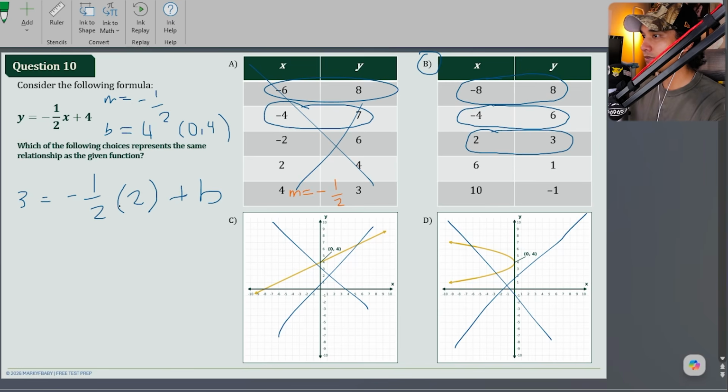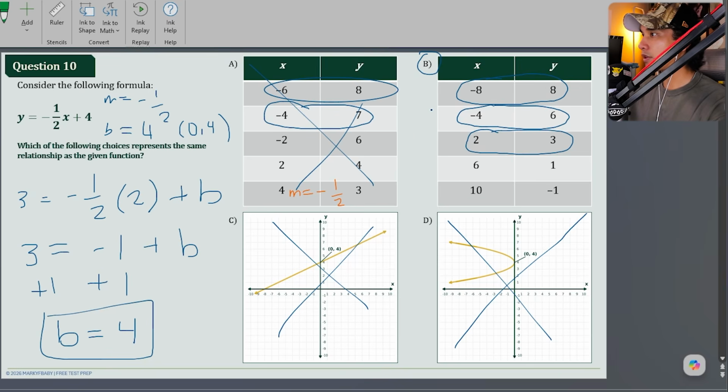And then -1 times 2, so I have 2 divided by 2, and that's going to leave us with a negative number. So I get 3 is equal to -1 plus b, plus 1 on both sides. We're left with b equaling 4. And folks, we have proved and confirmed that B is the correct answer choice. This table matches this formula here. All right, cool. Are we tracking? We are tracking.